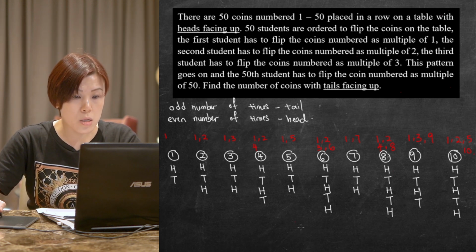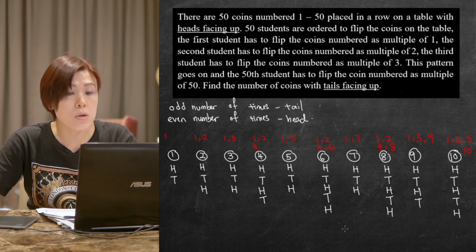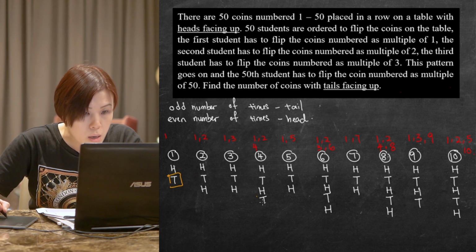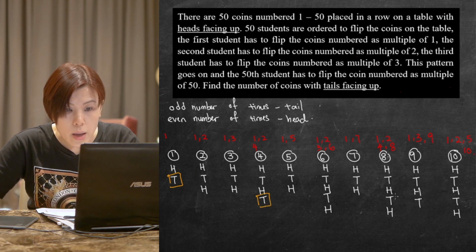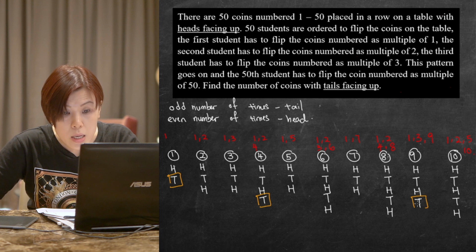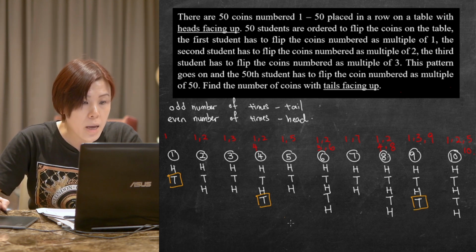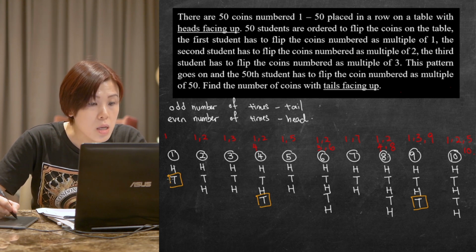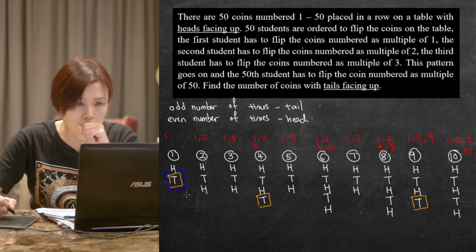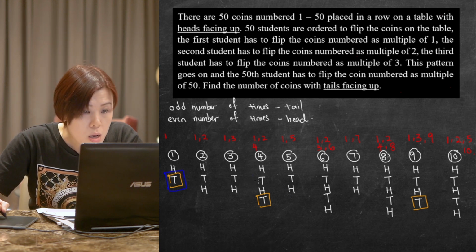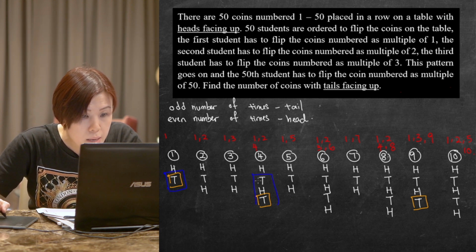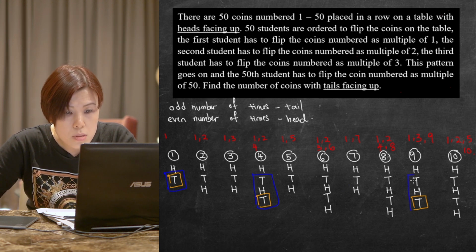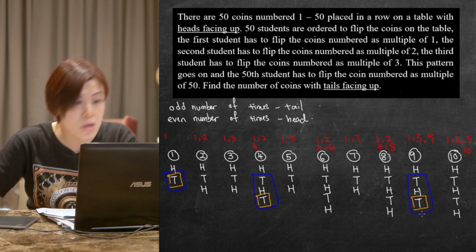So from here, we can see that of all these 10 coins, there's only coin number 1, coin number 4, and coin number 9 with tail facing up. And also we can see that coin number 1 is flipped 1 time. Coin number 4 is flipped 3 times. And coin number 9 is flipped 3 times, which is an odd number of times.